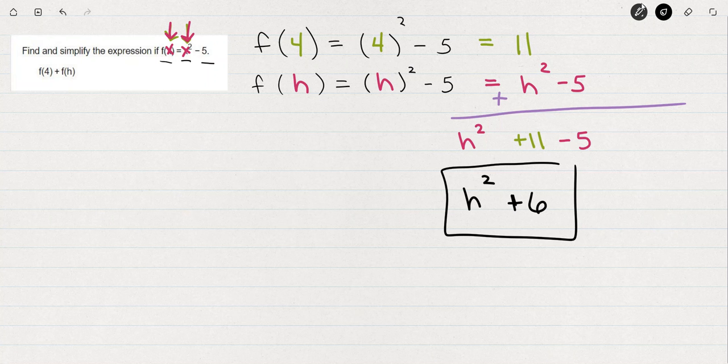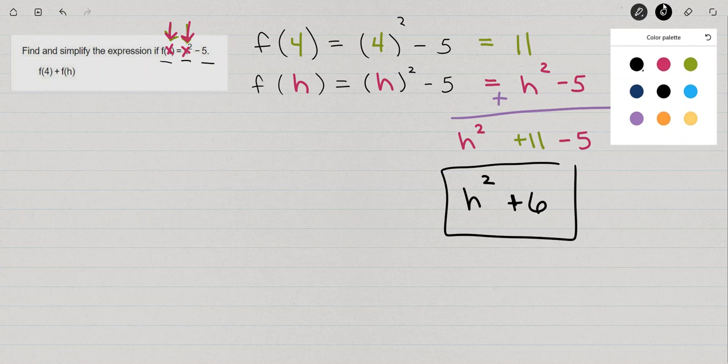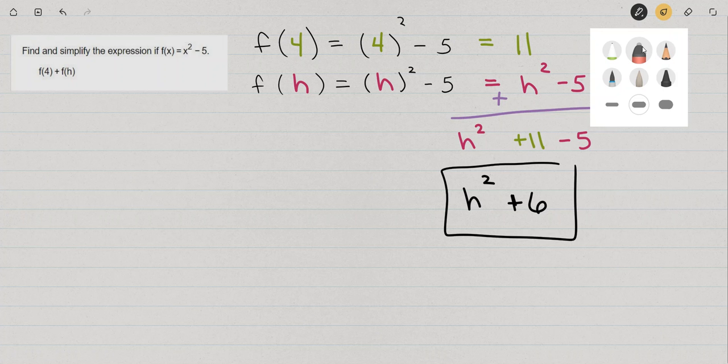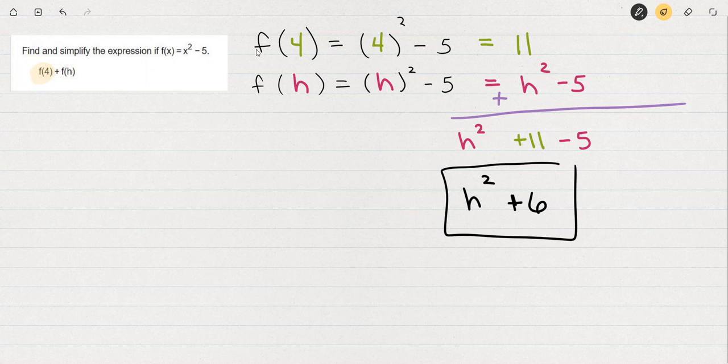I hope that that process has helped you. Let me walk through it just one more time in case you missed any of that. Here's what we did. We were trying to evaluate f of 4. That was 4 squared minus 5, which came to 11, plus f of h. f of h is h squared minus 5, which doesn't simplify, it's just h squared minus 5.